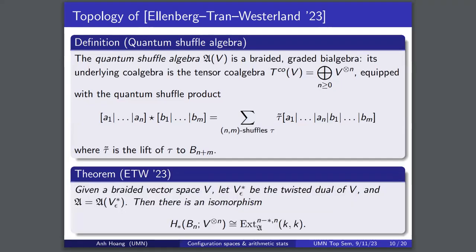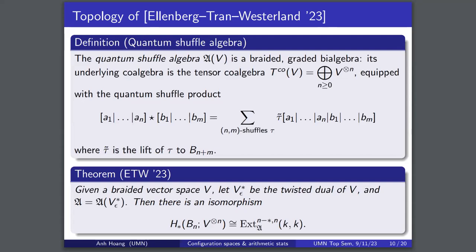And their main topological result is that they prove there's an isomorphism between the homology of the braid group with these V tensor n coefficients and the Ext algebra over the quantum shuffle algebra A defined from some twisted dual of B. And when you know this, then hopefully, even though the quantum shuffle algebra is still very complicated, you have a little bit more tools from homological algebra to deal with it, now that you can write it as an Ext.